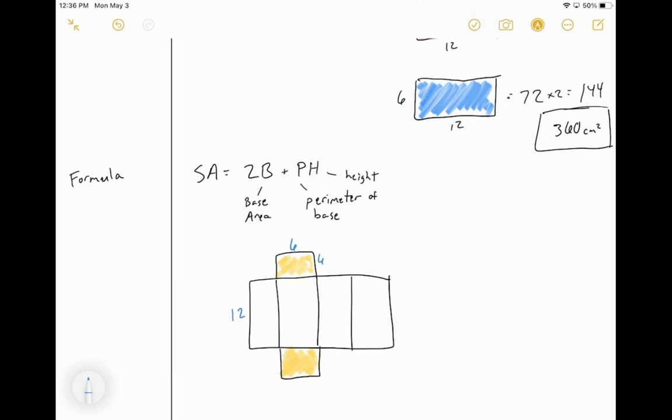So here's a shortcut that we could do. First of all, we said big B is base area. Well, I'm going to call the base area that 6 by 6. I know it's not really what it's sitting on, but we're going to say 6 by 6. So this area right here is, I'm going to call this my big B.